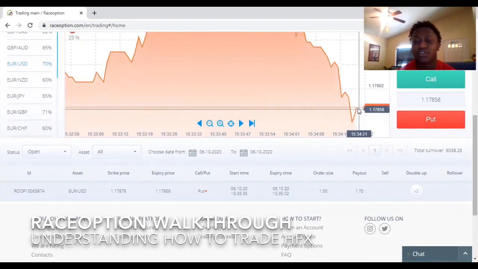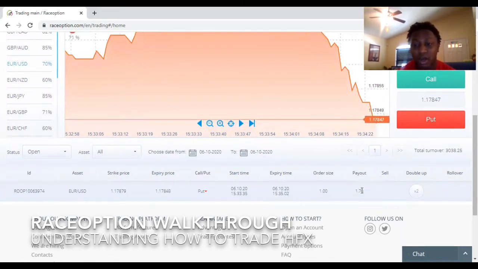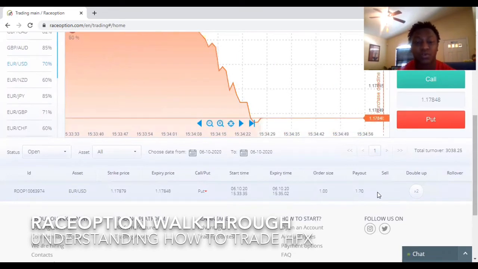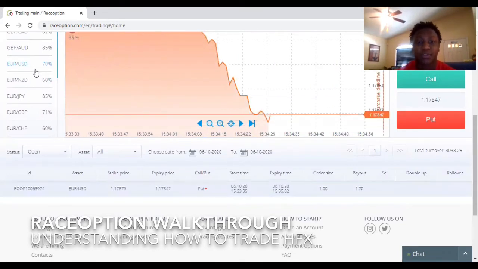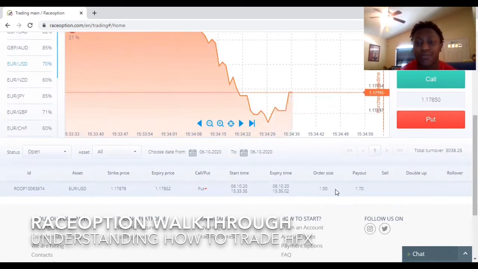For winning this trade, you have the order size that you entered the trade with, which is $1. You have the payout, so the payout is $1.70. The reason why is that this particular pair, the euro versus the US dollar, pays out 70% of what you're trading with. I chose to trade with $1, and it's going to pay out 70% of $1.